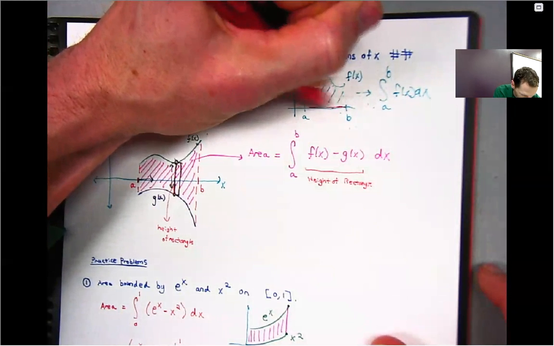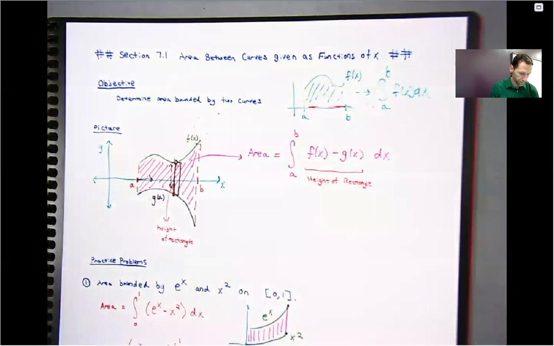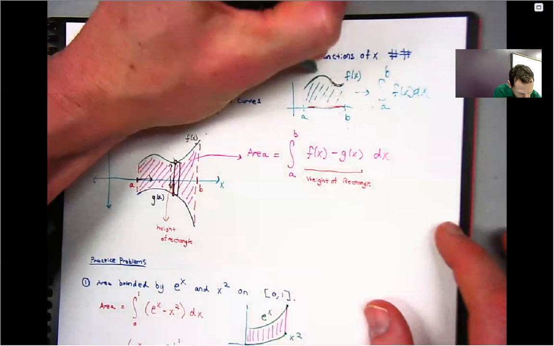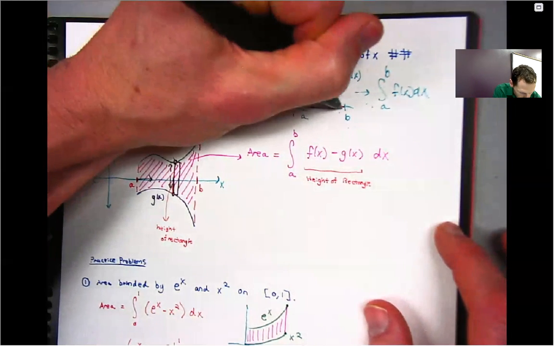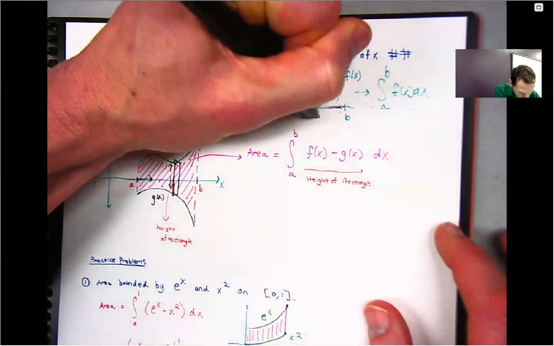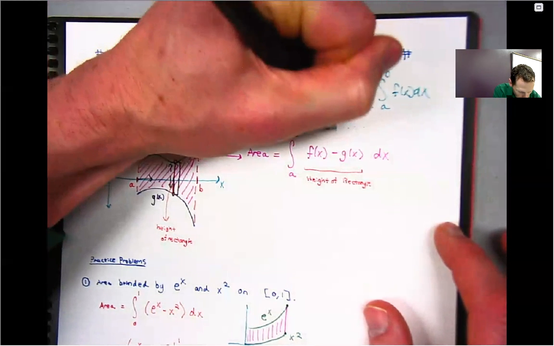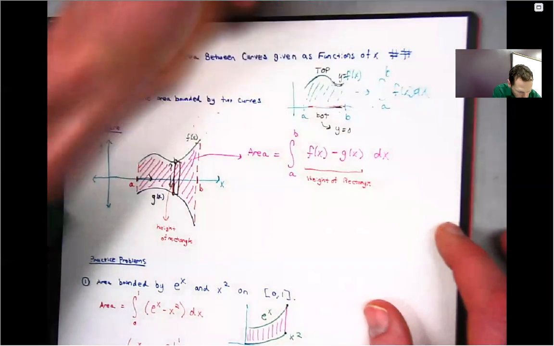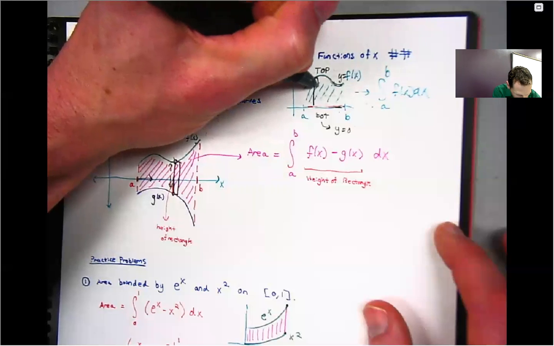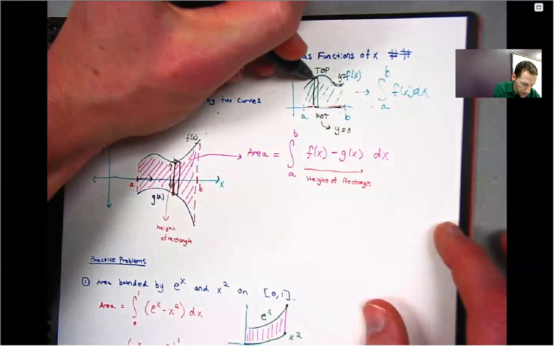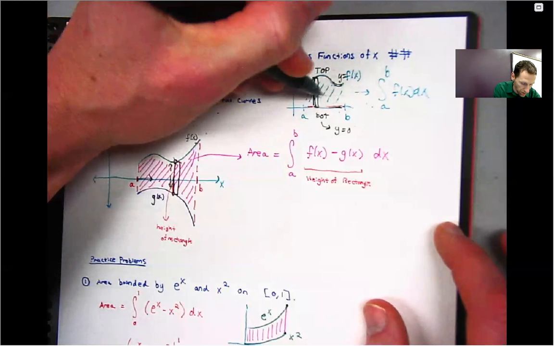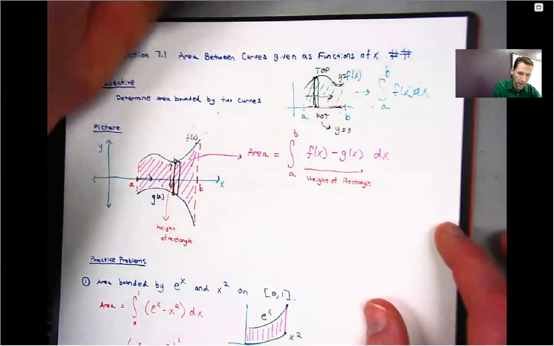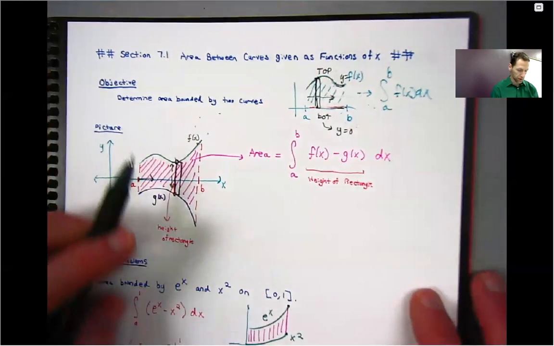Let me color this in with a different pen. The top function is f of x. The bottom function is y equal to 0. That's another function. If I want to find the area underneath this curve bounded between those two functions, I need to figure out the height of my rectangle as I go from left to right. That height is always given by f of x minus 0. Keep that in mind as we're trying to find the area between two curves.